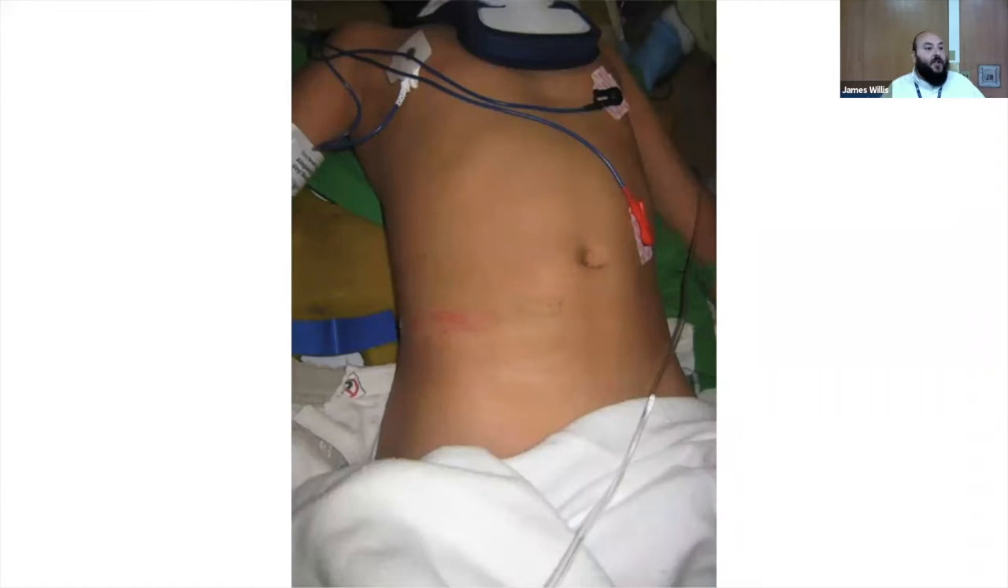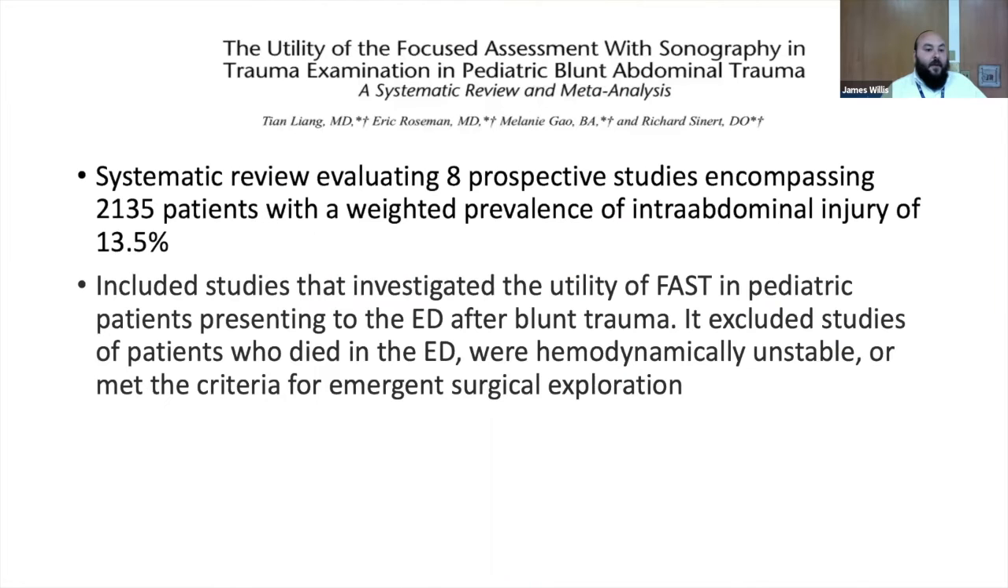The eFAST initially is negative. What are you going to do with this information? What's your next action? Can you rely on a negative eFAST, or does this patient actually require further imaging and evaluation? So I gathered some data to see the pediatric studies to see how sensitive and specific actually the eFAST exam is with regards to abdominal trauma in pediatrics.